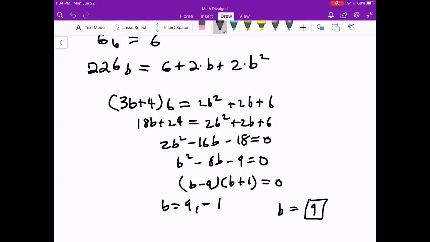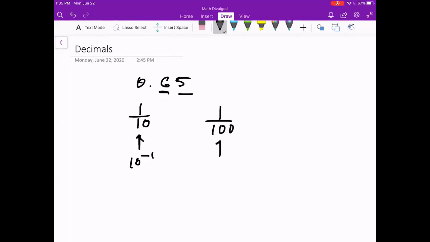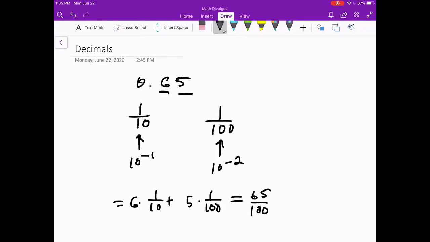So yeah, now let's move on and talk about decimals. In base 10, decimals are just numbers after the decimal place. So if we have 0.65, this means that 6 is in the 10th place, which means that it is worth exactly 1 over 10. And then the 5 is in the 100th place, which is worth 1 over 100. This is equal to 10 to the negative 1, and this is equal to 10 to the negative 2. So our total decimal is equivalent to 6 times 1 over 10 plus 5 times 1 over 100, which is 65 over 100, which I'm sure y'all are very familiar with.